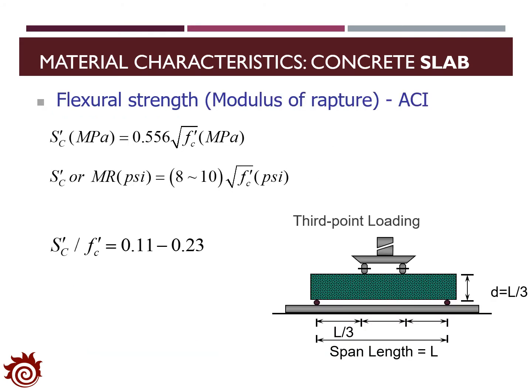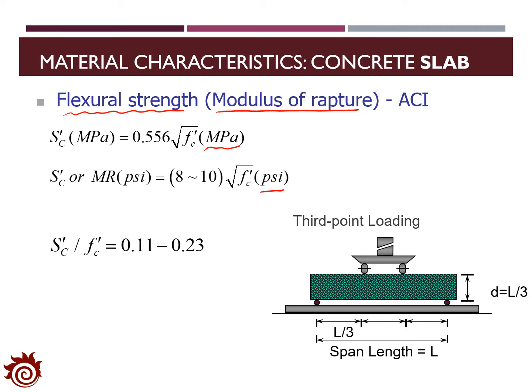In the estimation, one important variable we have to introduce is the modulus of rupture, which is also called the flexure strength, capital SC. It's also a function of the compressive strength, FC. If FC is in the unit of megapascal, we have SC equal to 0.553 times the square root of FC. If FC is in PSI, we have SC equal to 8 to 10 times the square root of FC.